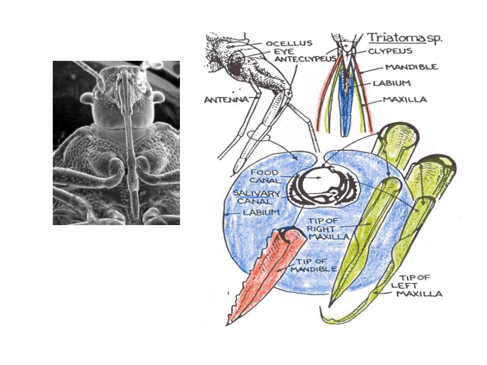This picture shows the piercing and sucking type of mouthparts of plant feeding bugs. You can see the different parts arranged.